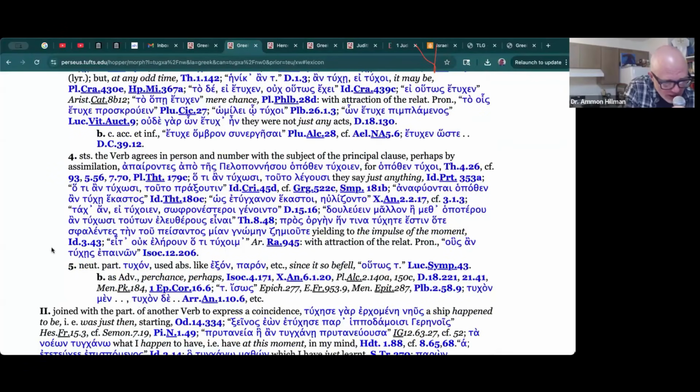Under 5, actually. Neuter part, tujon is the neuter participle of tunjano. The third principal part is etujon. It's a second aorist. Okay, so we're going to get into the participle of that second aorist. And what is it when you just take this verbal thing, this action, and you create a noun out of it, right?